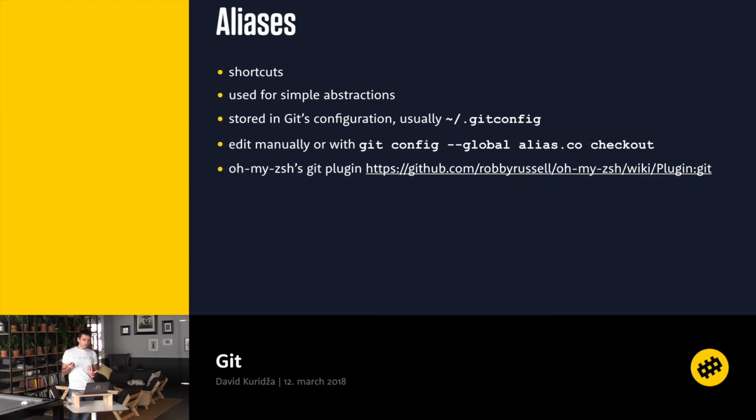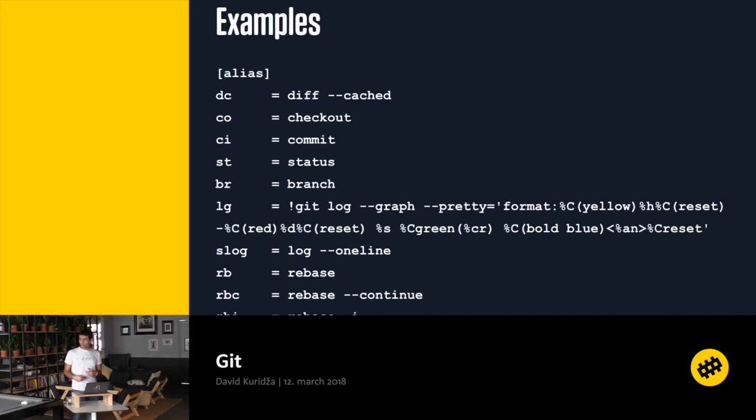And to configure those aliases, you can either do it manually in the file itself directly, or just use the git config helper command. Basically what this command does here, it will set alias co to be checkout. So when you do git co, it will actually check out, and you don't have to write the whole word here. A few examples. This is what I'm usually working with.